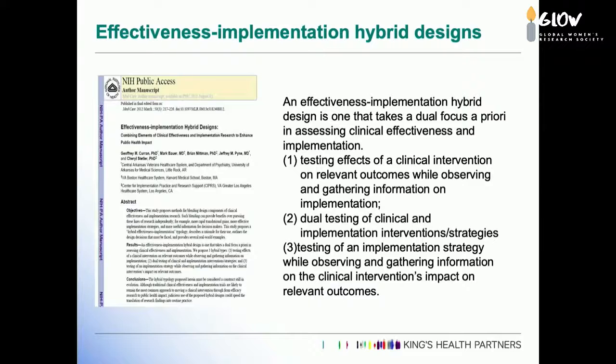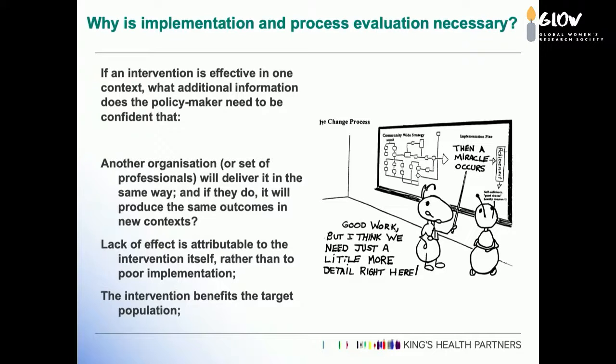I am going to give you a brief example of what's called an effectiveness implementation hybrid trial. In effect, what we did was test the effect of the intervention as well as the data on implementation. Next slide, please. Why is it necessary? We're trying to understand the mechanism of the intervention, so that we will know better if it will produce the same outcomes in new contexts, so we can better understand why there was no effect and how it benefits the target population. Next slide, please.